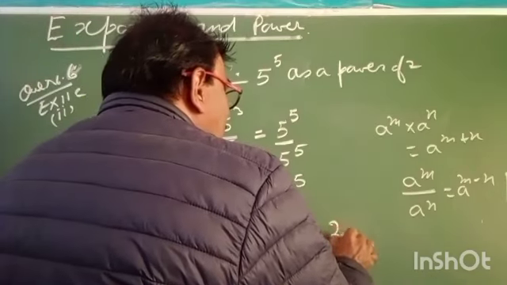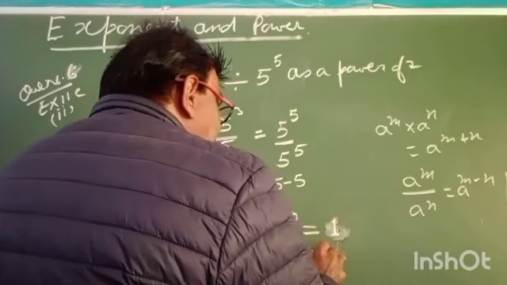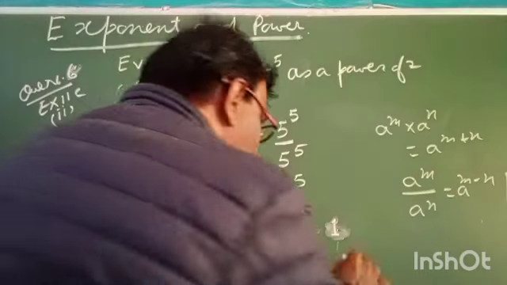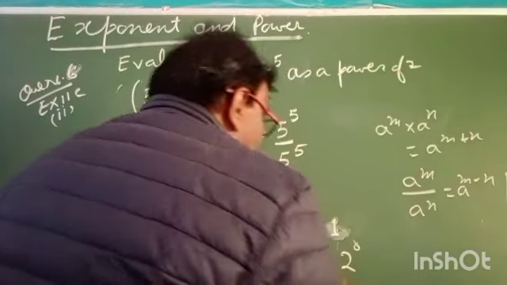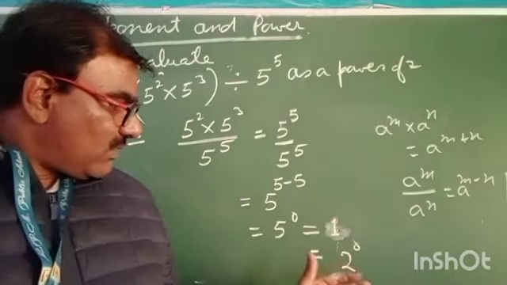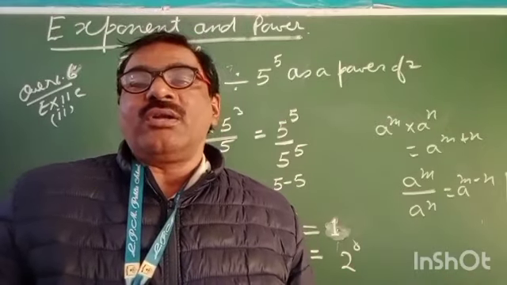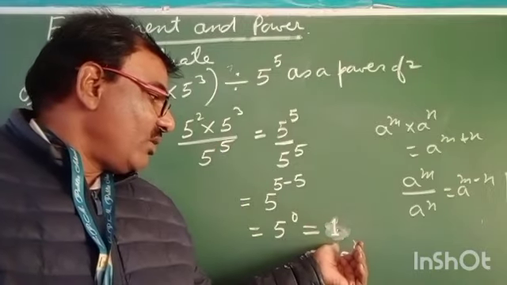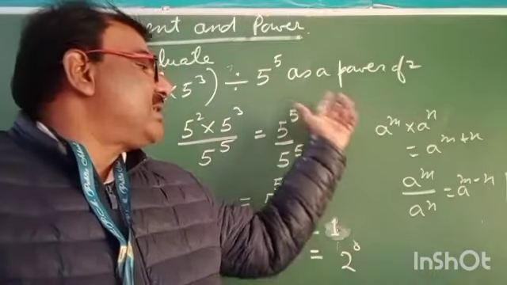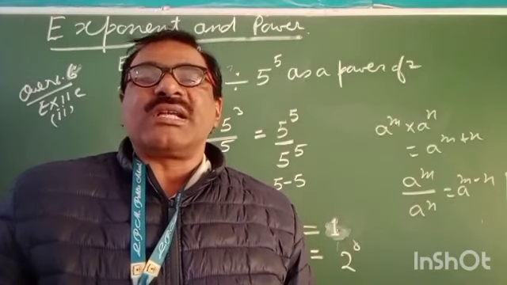5 to the power 0 means 1. We can write 5 to the power 0 equal 1, and we can also write 1 as 2 to the power 0, because any number to the power 0 is equal to 1. So 5 to the power 0 equals 1. So 1 can be written as 2 to the power 0, and this is our correct solution of this question.